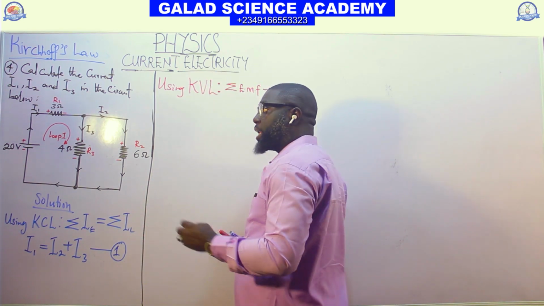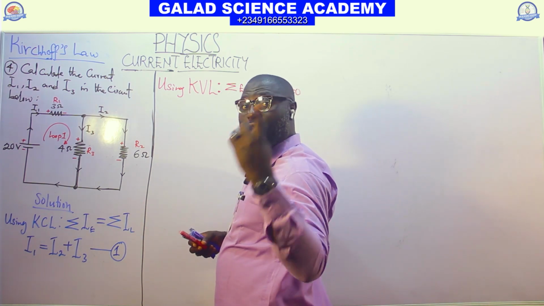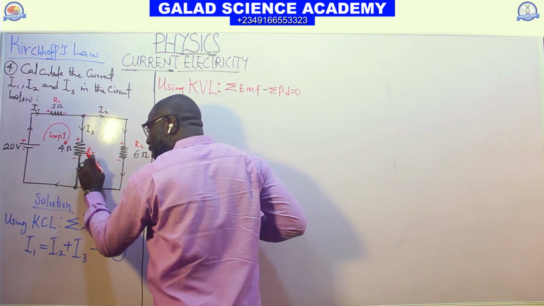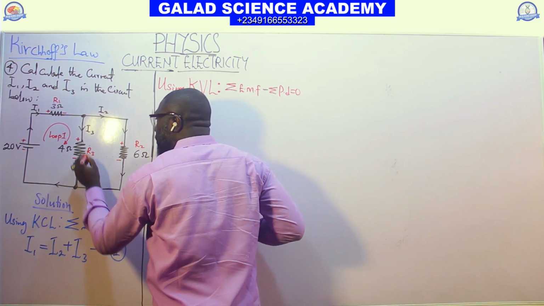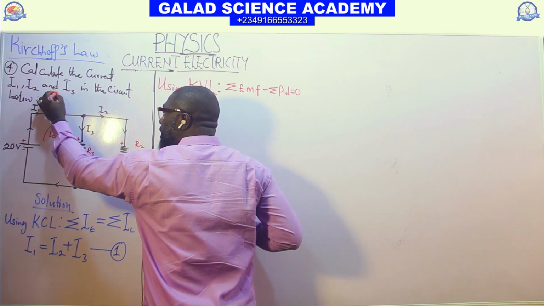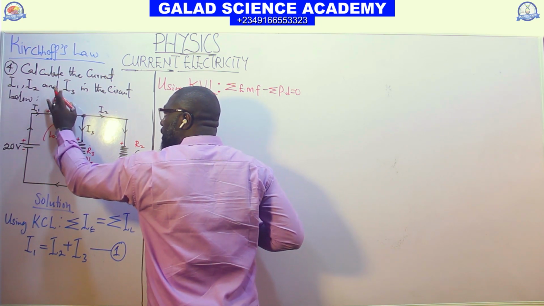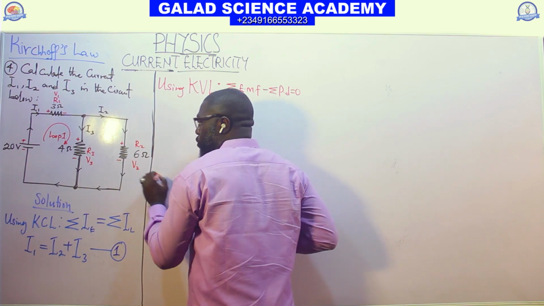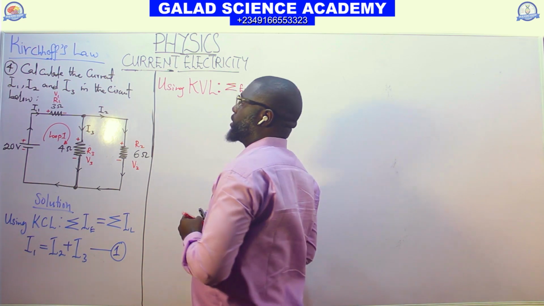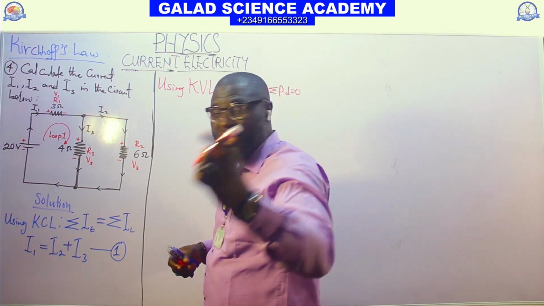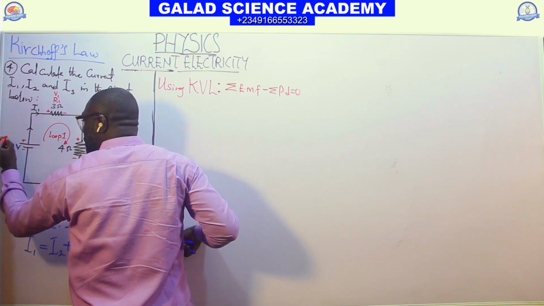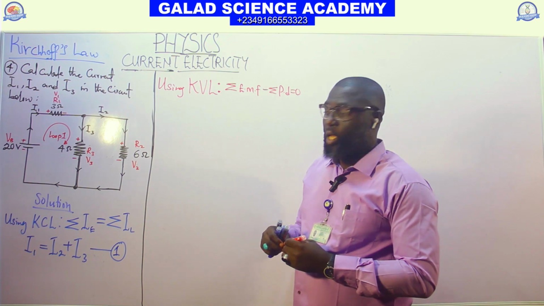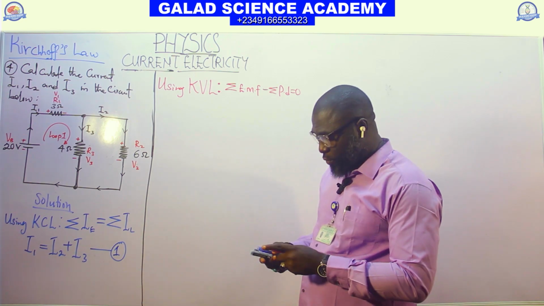And we all know that each resistor will also have its own potential difference. Potential difference for this R3 is V3. Potential difference for this R1 is V1. Potential difference for R2 is V2. Please note that. Potential difference for this battery, we call it V battery. Good. Yeah, let's start from our first loop.